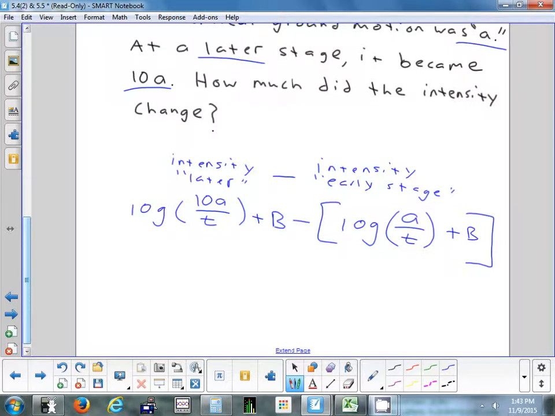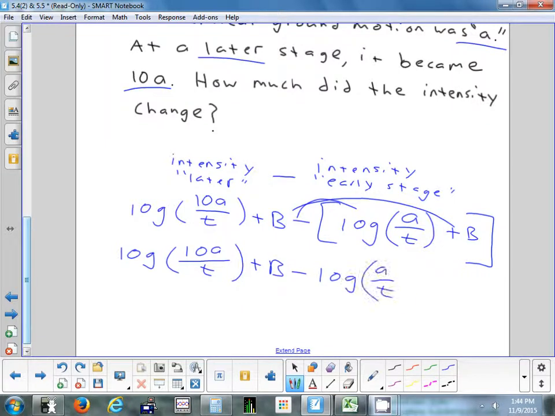Now, why did I put that in brackets, you think? Look at what comes before. Yeah, that negative. I'm subtracting the intensity, but there's two parts to it. It has an addition sign, so I have to distribute. What's going to happen when I distribute that minus sign out? Let's just write it, and then maybe you'll see it. Plus B minus log A over T minus B.